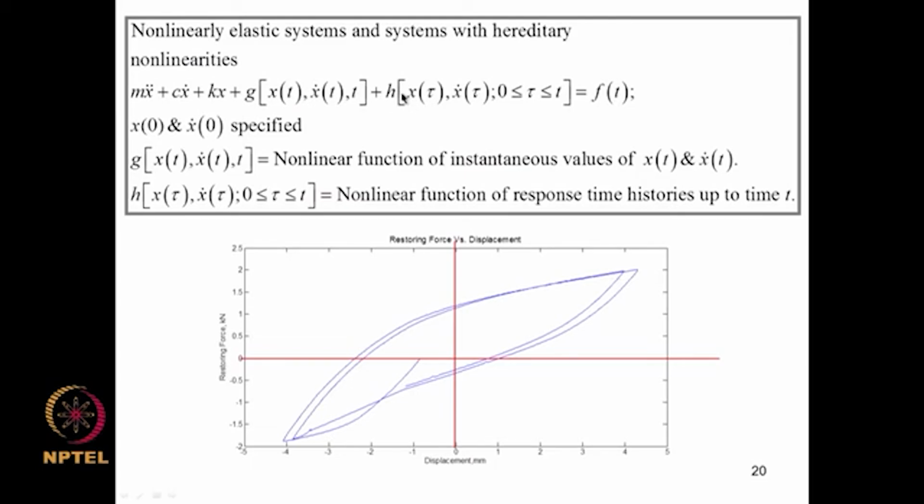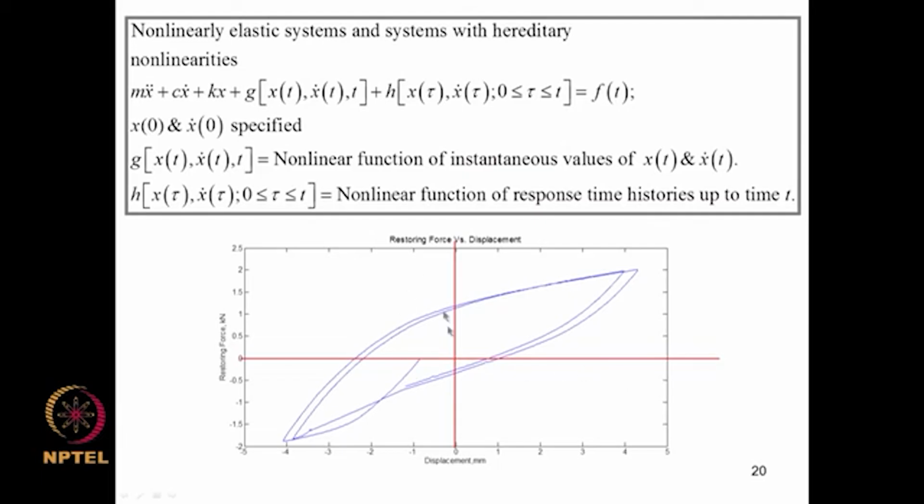On the other hand, there could be nonlinear forces which are dependent on the entire history of the response up to the current time. So, this typically originates from material nonlinearity, and this originates from geometric nonlinearity. So, a typical force displacement graph for a system exhibiting so called hereditary nonlinear behavior or hysteretic nonlinear behavior is shown here.